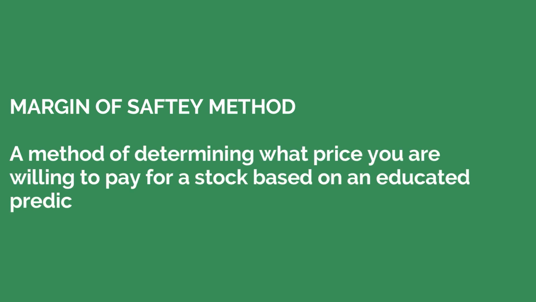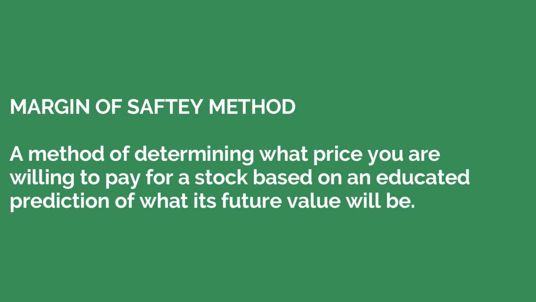So what is the margin of safety method? It's a method of determining what price you're willing to pay for a stock based on an educated prediction of what its future value will be. The process involves forecasting the company's earnings out for 10 years. Then we're going to multiply those by an appropriate PE ratio to get a 10-year price target for the company. So that gives us an idea of what a fair price would be for Apple 10 years from now, but we need to know what is a fair price today.